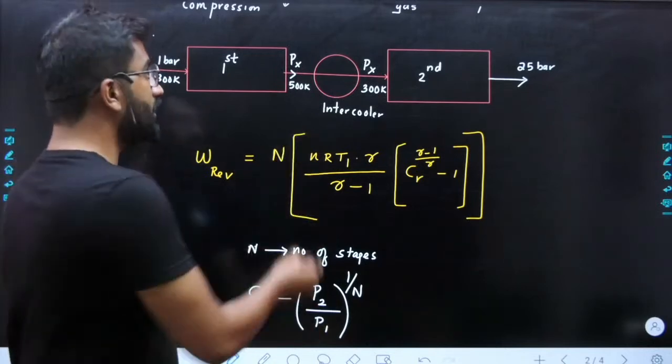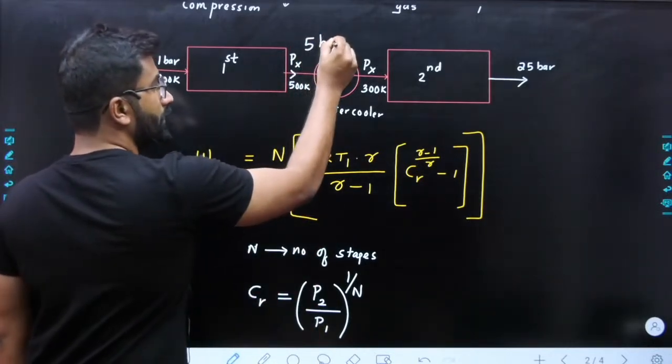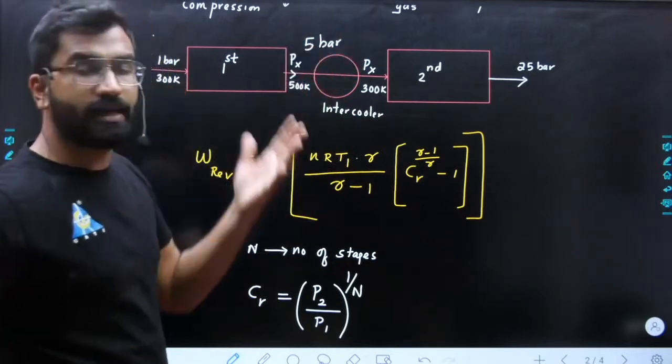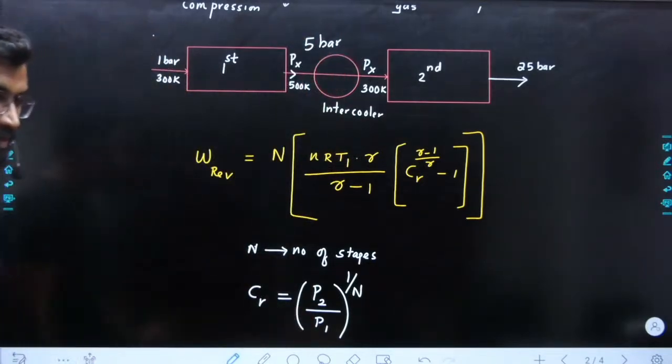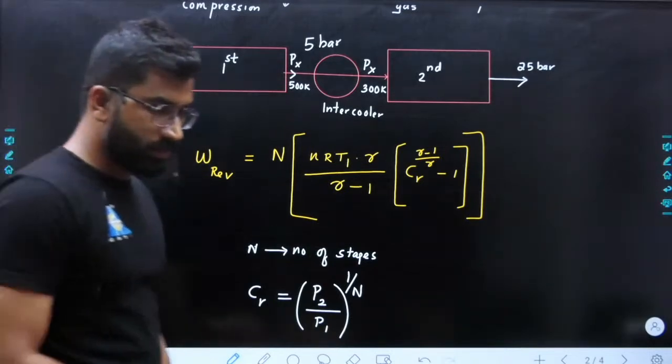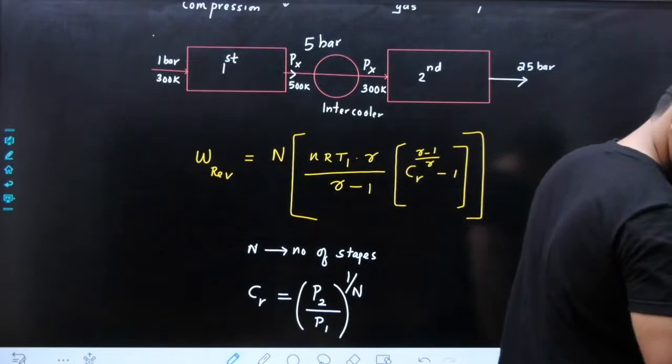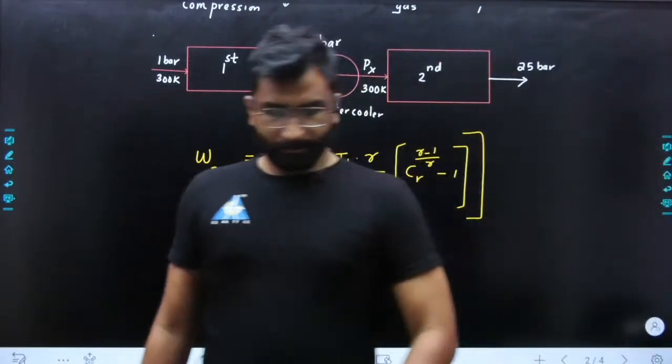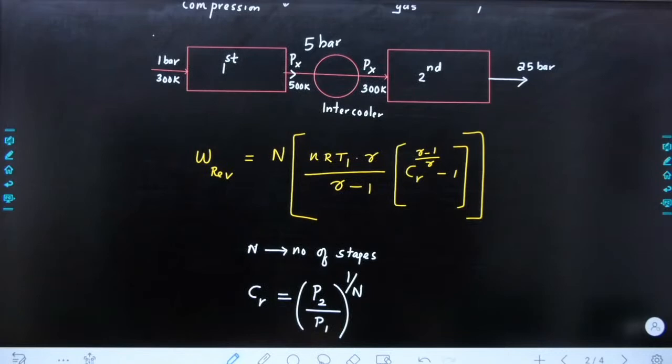So 5 bar will be the interstage pressure. So they can ask you by giving this diagram, what is the interstage pressure? Okay, so that is also there. I hope that is also done. So that is the end of your थर्मो 1 है ना, ये हो गया आपका थर्मो 1 फिनिश.